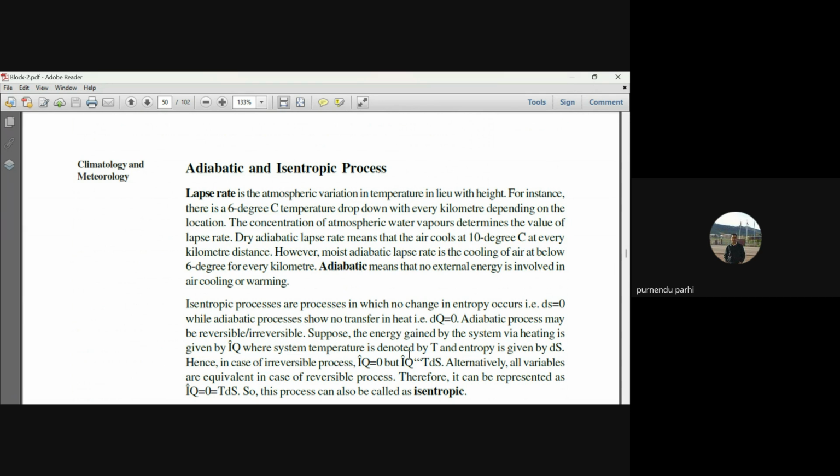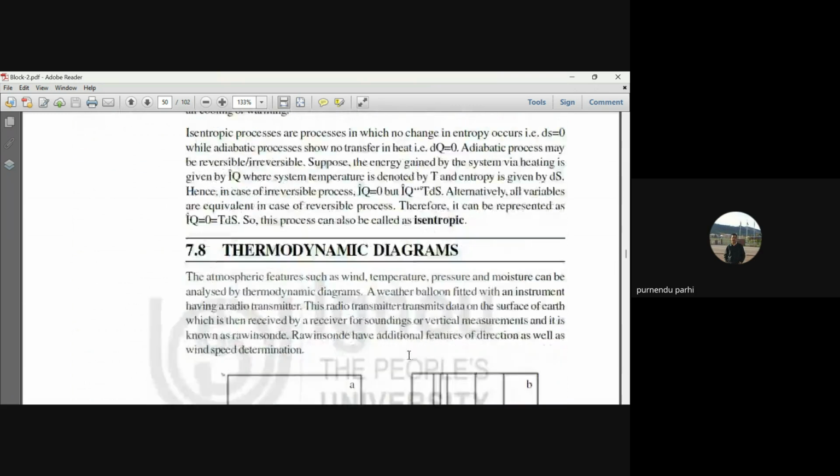Dry adiabatic lapse rate means that the air cools at 10 degrees centigrade for every kilometer. However, moist adiabatic lapse rate is the cooling of air at below 6 degrees for every kilometer. Adiabatic means that no external energy is involved in air cooling or warming.